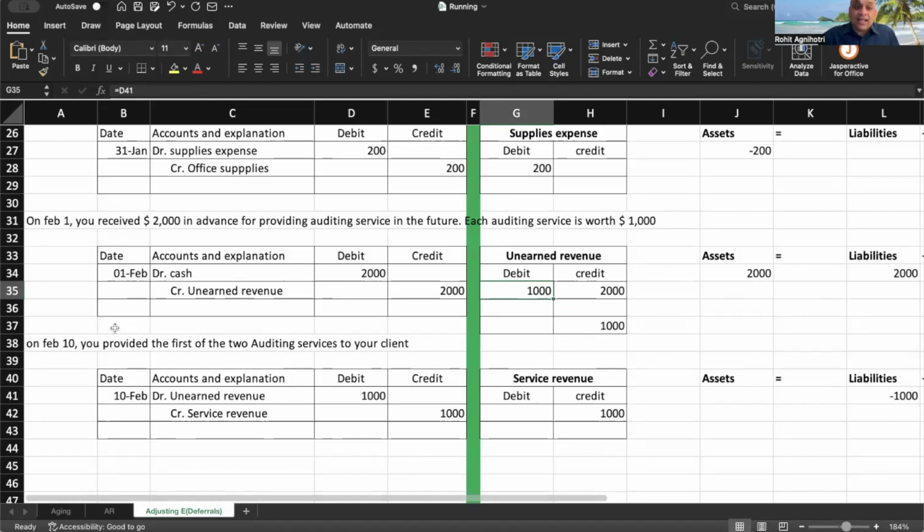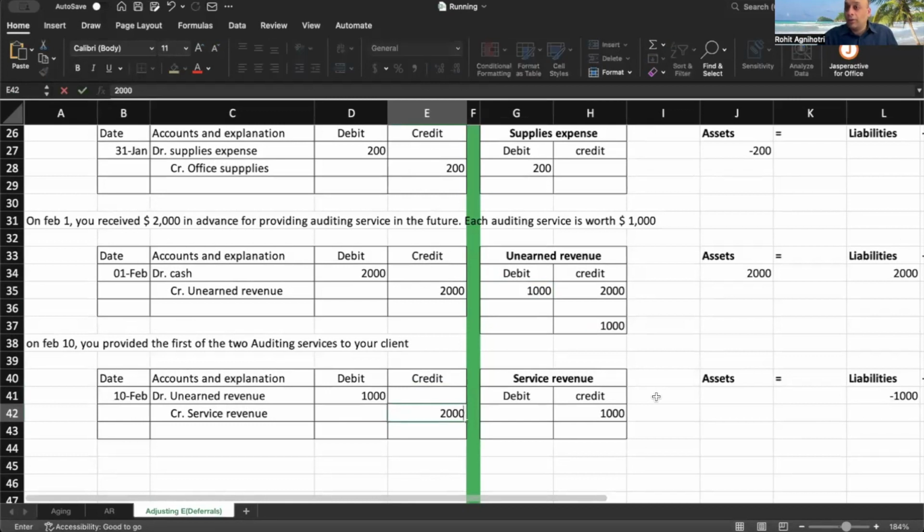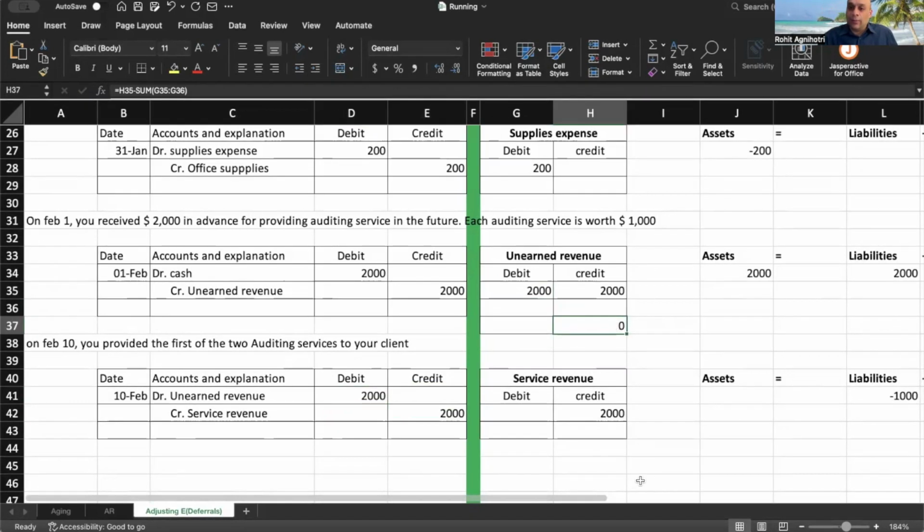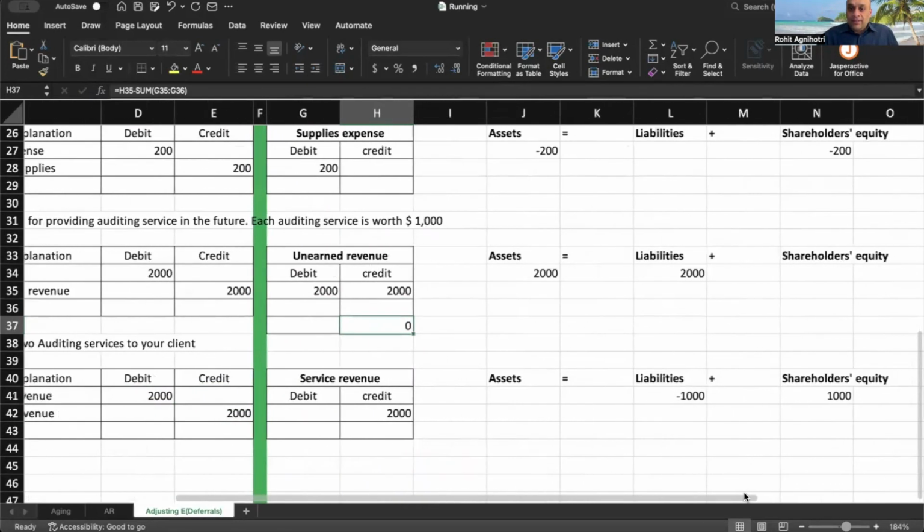Okay. Now let us say on February 10th, the customer says, well, you know what? Instead of one, just do both of them. So no problem. In that case, your service revenue will be $2,000 because now you're providing services for two statements, and the unearned revenue debit, the entire amount has been used and your final balance is zero. Okay. You will see that.